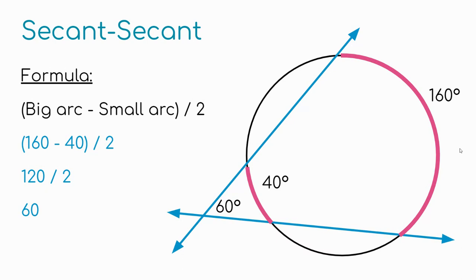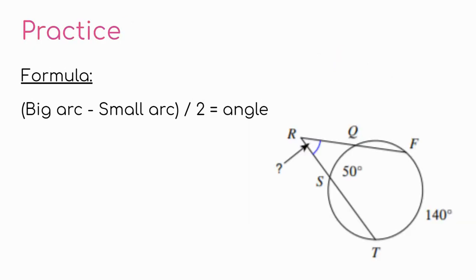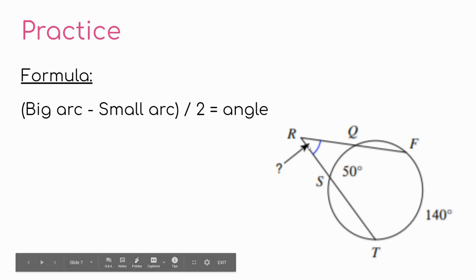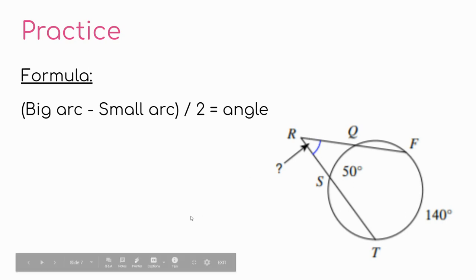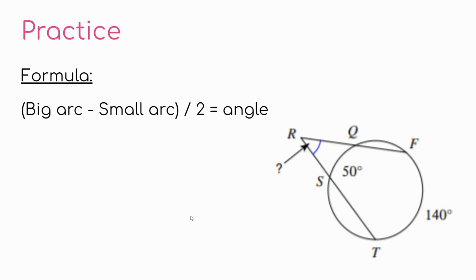So hopefully that makes sense. I'm going to go through a bunch of practice problems with you now. So here we go. Here's the secant-secant. Here's a secant. There's a secant, forming this angle R out here. So we're going to use our formula. Big arc minus small arc divided by 2 equals the angle. So go ahead and take a second, pause the video, try to solve for angle R.